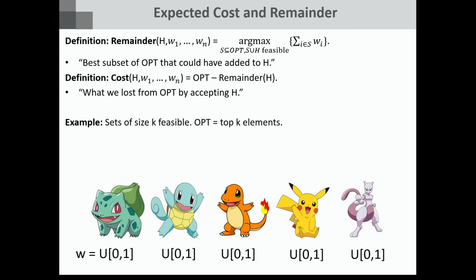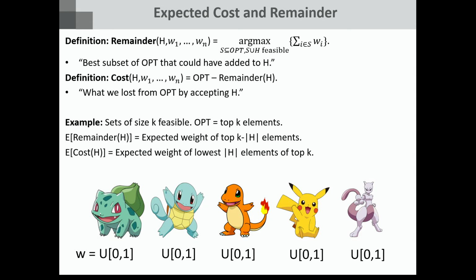So in general, if you have feasibility, that is, sets of size k, then the expected remainder of H is the expected weight of the top k minus h elements, and the expected cost of H is the expected weight of the lowest h elements from the top k. And again, this top k and the lowest h of the top k are chosen after you sample the weights.